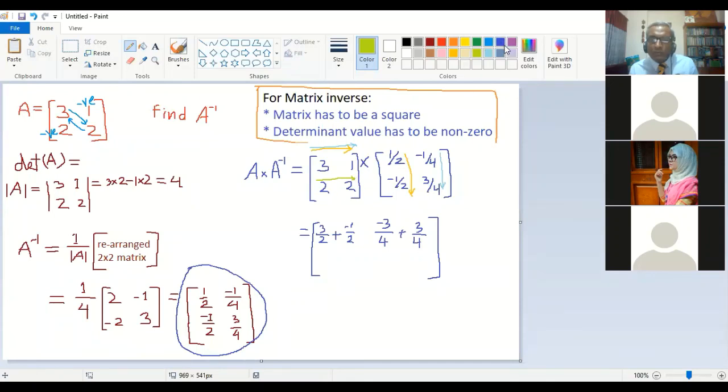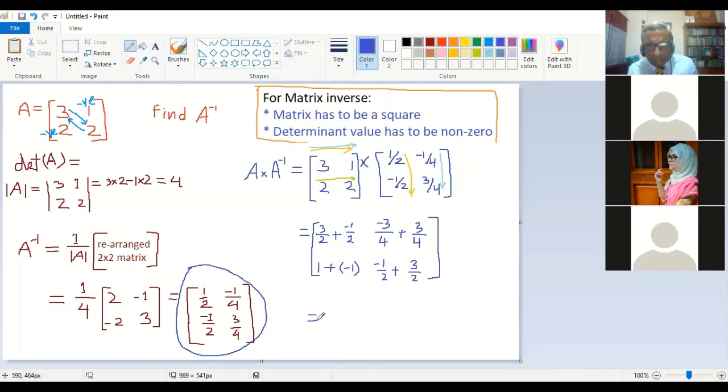So 2 into half is 1, and 2 into minus half is minus 1, right? And then put a gap and move to the next: 2 into minus 1 by 4 is minus 1 by 2, and then plus 2 into 3 by 4, which is 6 by 4, meaning 3 by 2, right? Yes, sir. So now you are getting the answer.